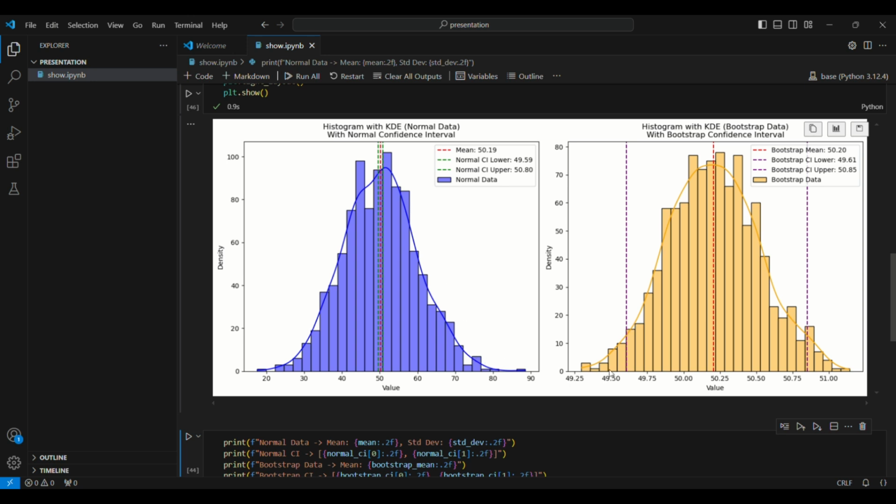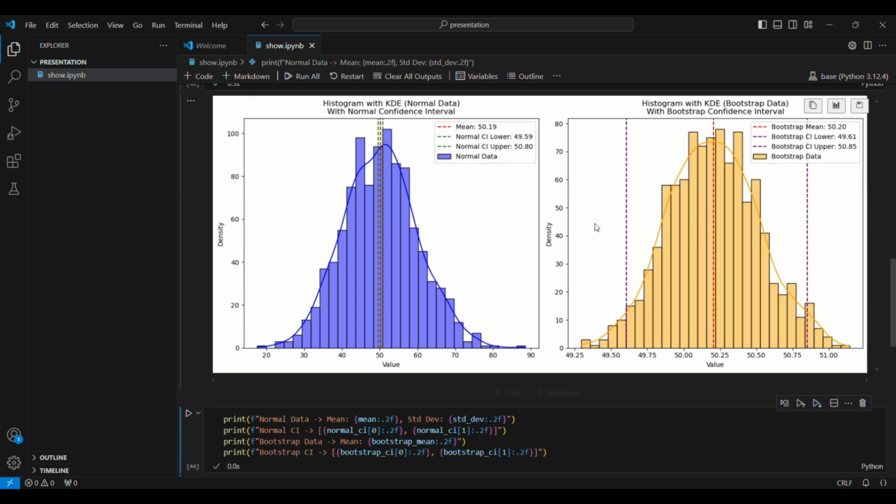The second histogram shows the distribution of the bootstrap means. Here, a dashed red line again indicates the bootstrap mean. The purple dashed lines denote the confidence interval from our bootstrap method, emphasizing its range. This visual element helps clarify how our bootstrap samples behaved compared to the original dataset.